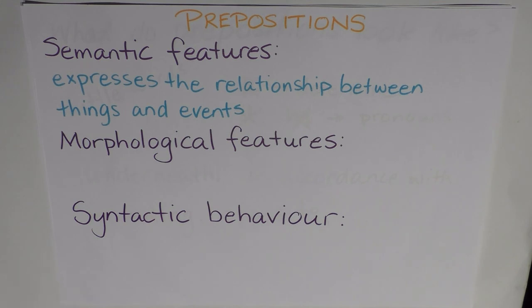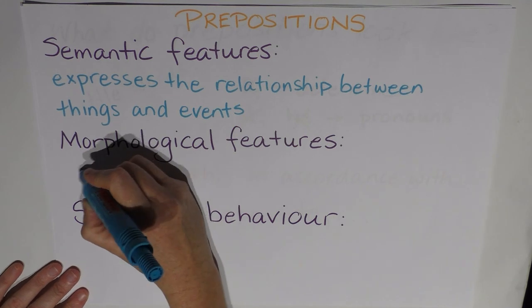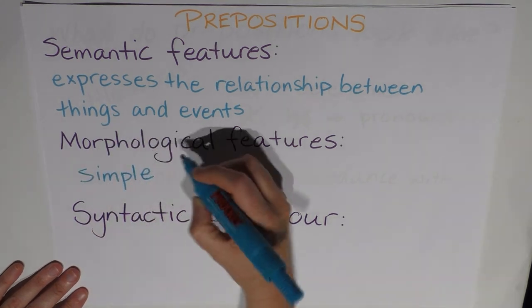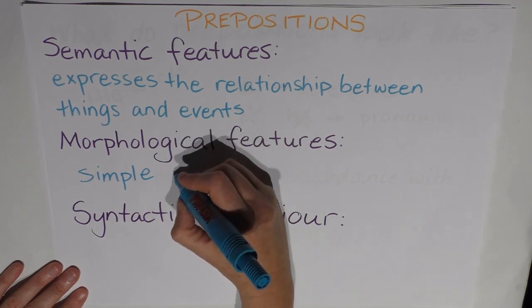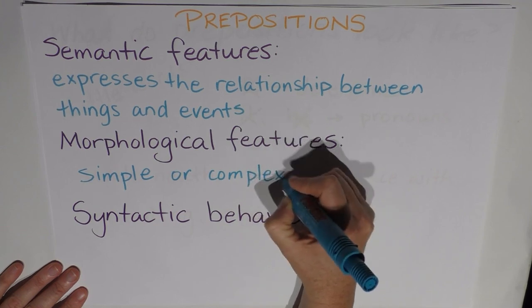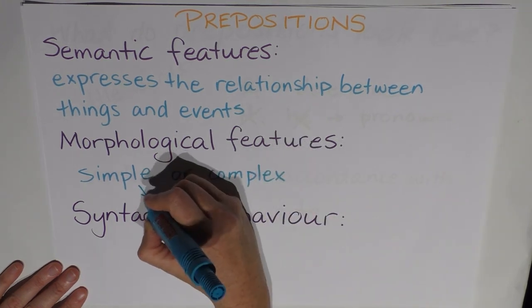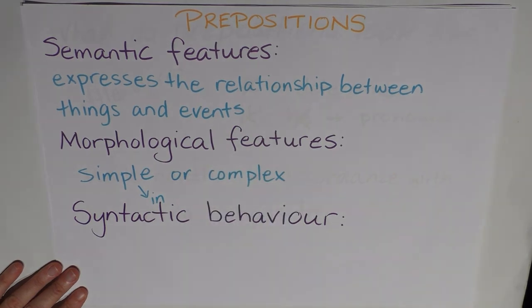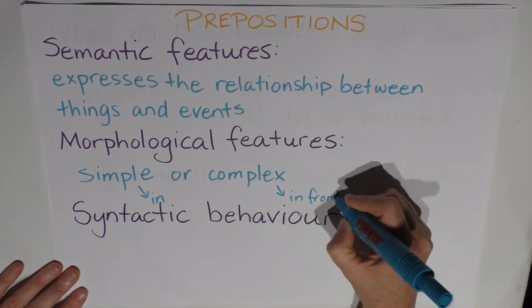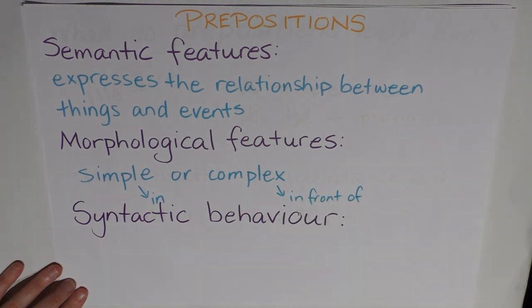Okay, so morphologically speaking, prepositions can be simple or complex. Let's write that. So the morphological feature is that prepositions can be simple or complex. Now, an example of a simple preposition would be something like in, because it's made up of just one word. And an example of a complex preposition would be in front of or next to, because it's made up of two or more words. And that's what a complex preposition is.